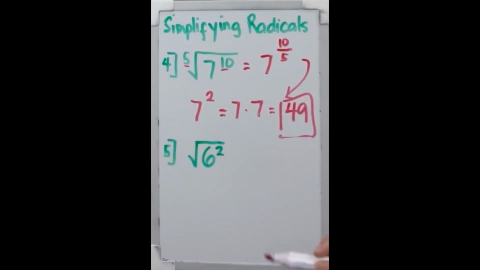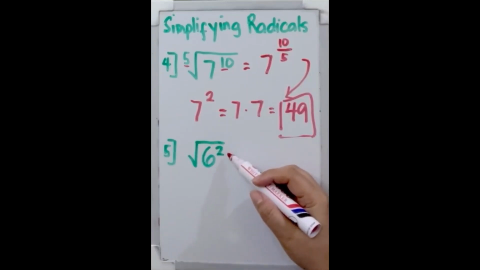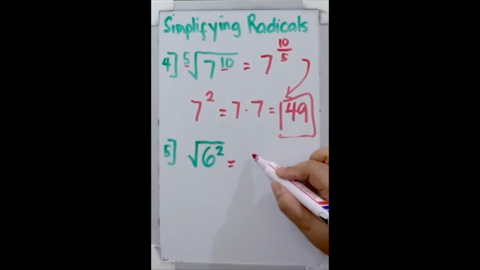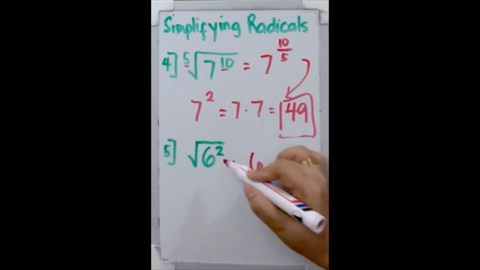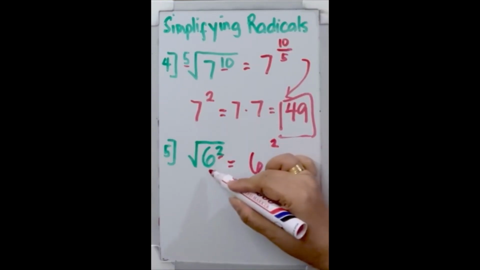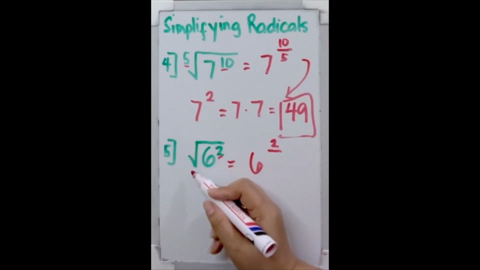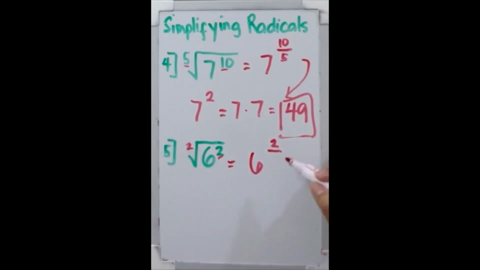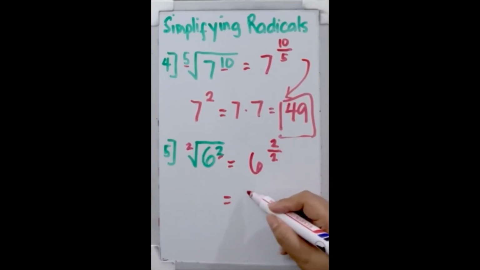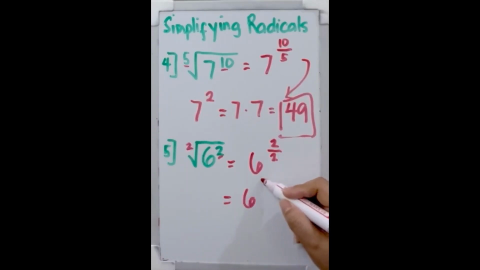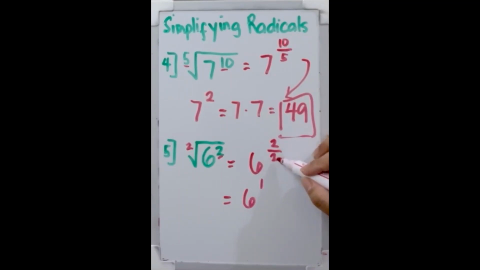The last example for this video, we have the square root of 6 raised to 2. Rewriting this, we have 6 and then the exponent of the radicand 2 all over the root or the index. This one is assumed to have a root of 2. So you have now 6 raised to 2 over 2, which is just equal to 6 raised to 1, because 2 divided by 2 is 1. And this is just equal to 6. So our answer is 6.